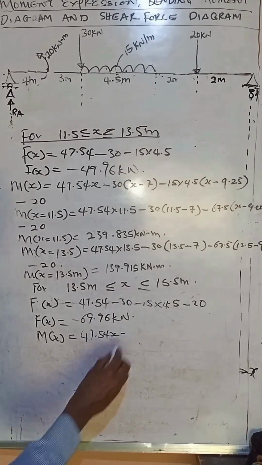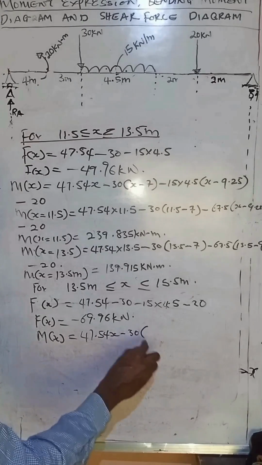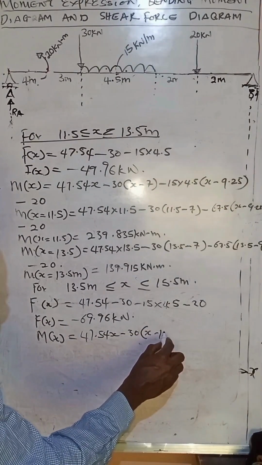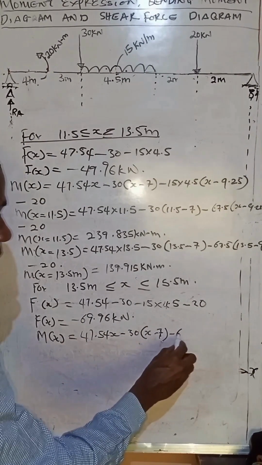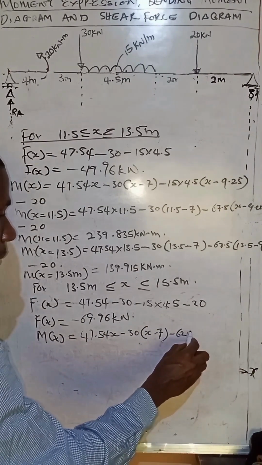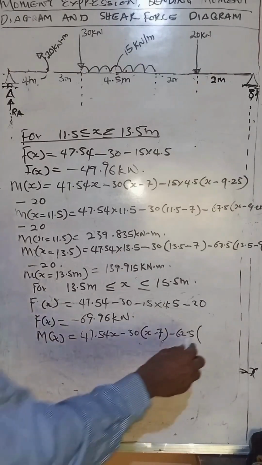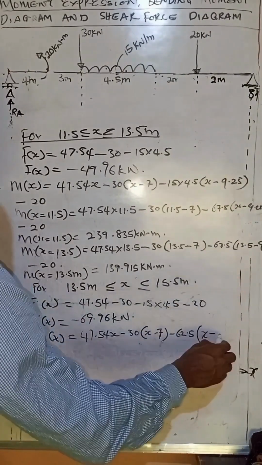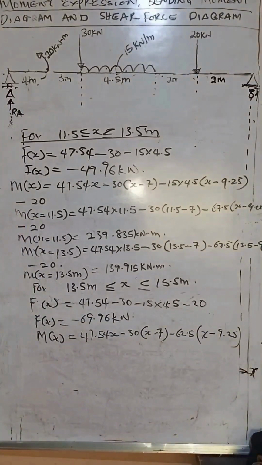When x is equal to 11.5, then we'll have the moment to be 239.835. When x is equal to 13.5, we have the moment to be 139.915. Let's substitute that again.